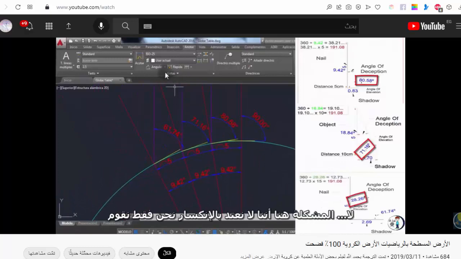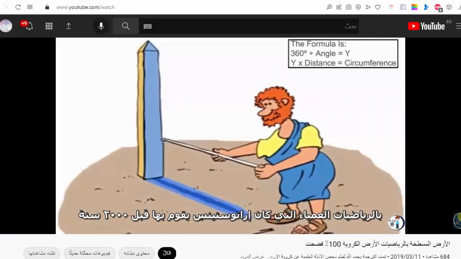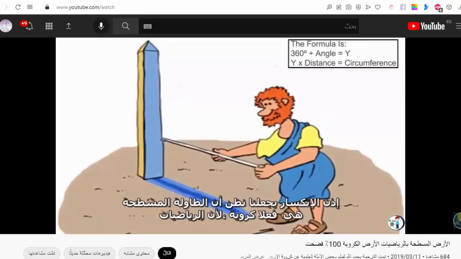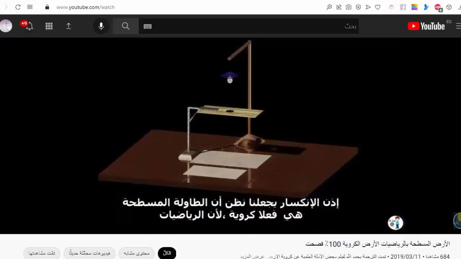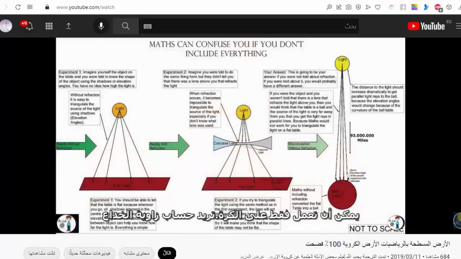No. The problem here is that we are not accounting for refraction. We are just doing the blind math that Eratosthenes did 2,000 years ago. So refraction made us think that the flat table is actually a globe because the math could only work on the globe. You want to measure the angle of deception of Eratosthenes? Let's go back to our drawing.